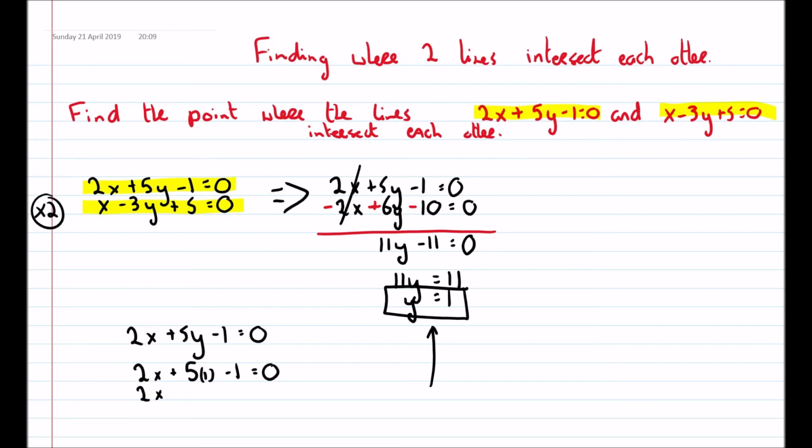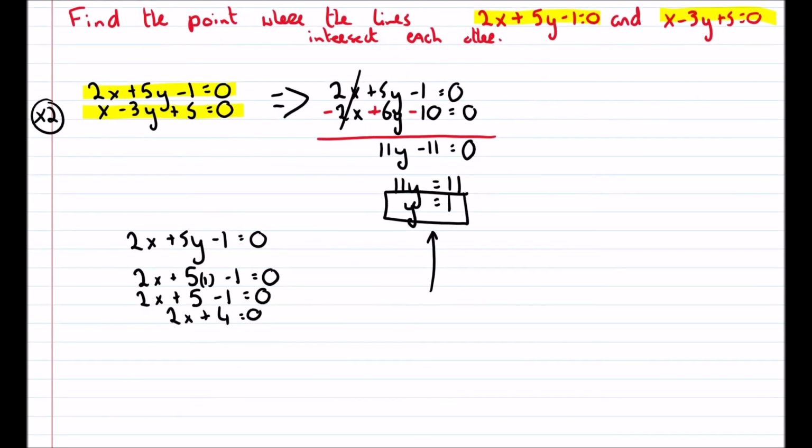So 2x plus 5 ones are 5, minus 1 equals 0. So 2x + 4 = 0. 2x equals minus 4. x equals minus 2. x is minus 2, y is 1. So the point where these two lines cross is (-2, 1).